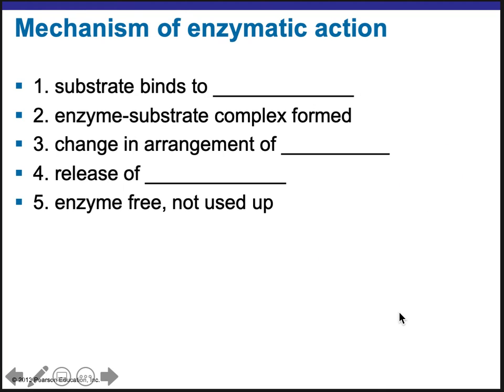So let's think about the function of the enzyme, right? So the very first step, once you have your active enzyme, is for the substrate to bind to the active site. Then the enzyme substrate complex is now formed, and now you can get this change in the arrangement of electrons in the substrate, and that's going to then lead to the release of your product.